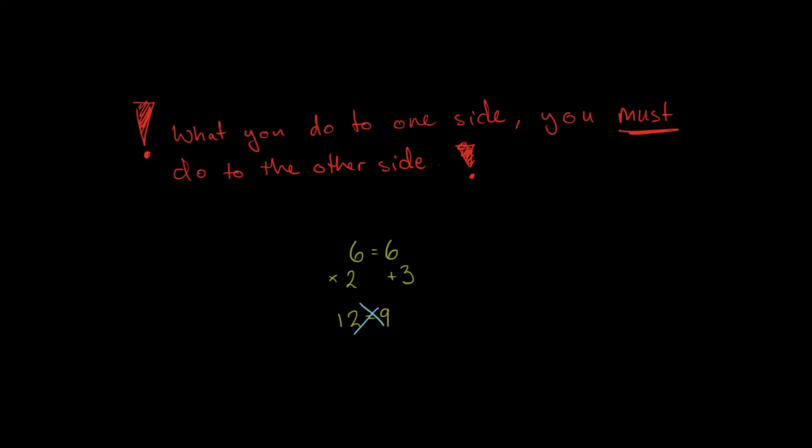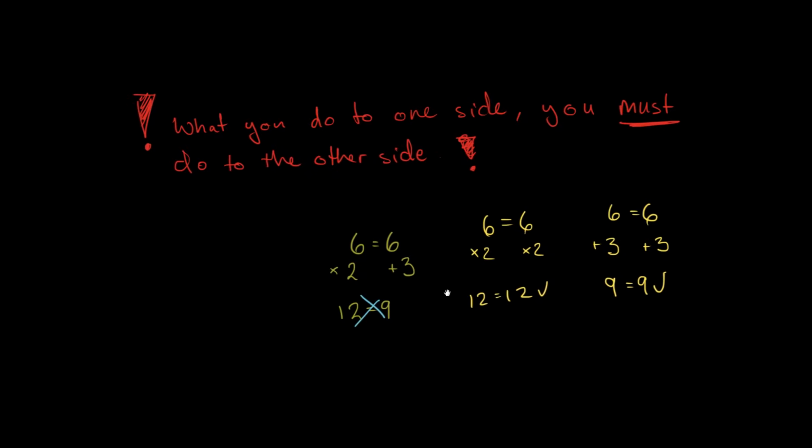Instead, you can either multiply both of these by 2. So if we start off with 6 equals 6 and we multiply both by 2, then we get 12 equals 12, which works. Or we can add 3 to both sides, so we get 6 equals 6, and then we plus 3 to both sides, and we get 9 equals 9, which also works.